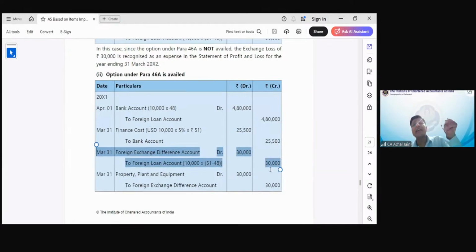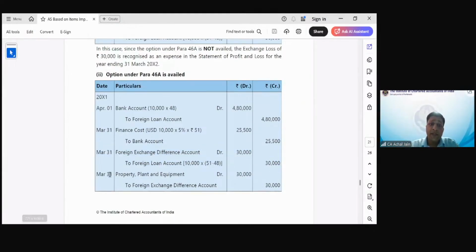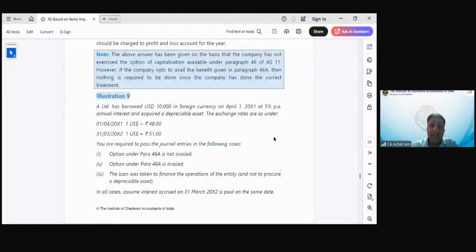Now, instead of taking it to P&L, where do you take it? You will capitalize it with the PPE. Why PPE? Because the question says it pertains to a depreciable asset. So if the loan is used for a depreciable asset, the forex that you generate on that will get capitalized with the cost of that depreciable asset.